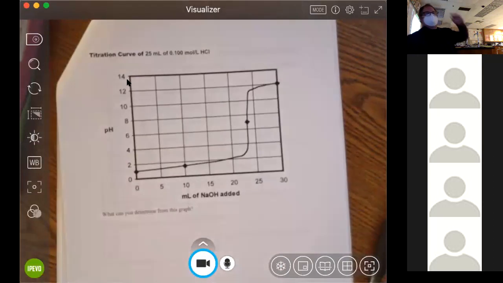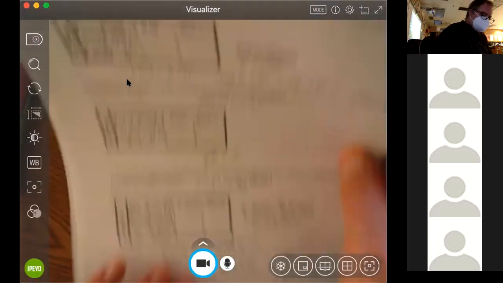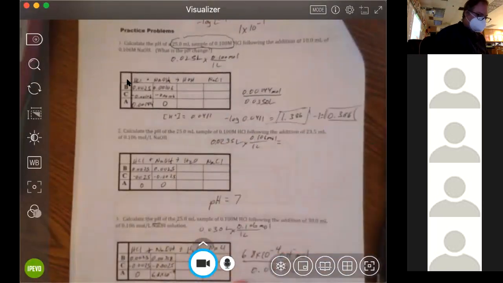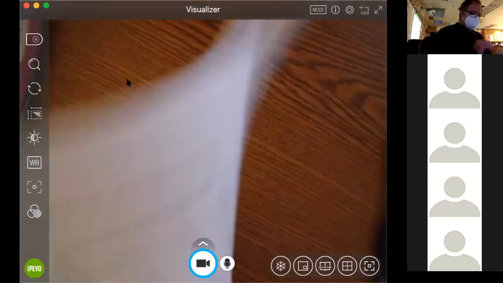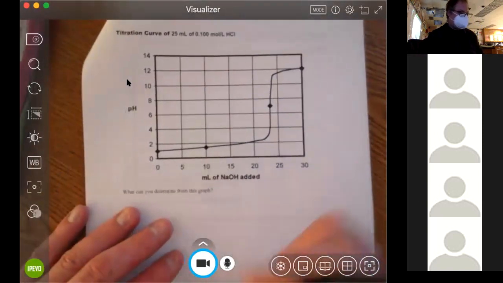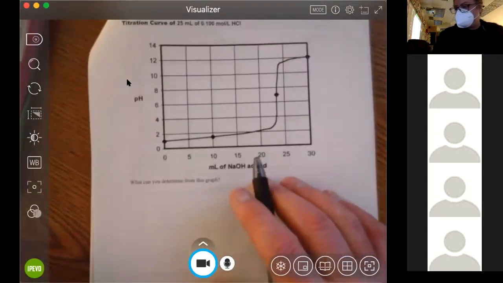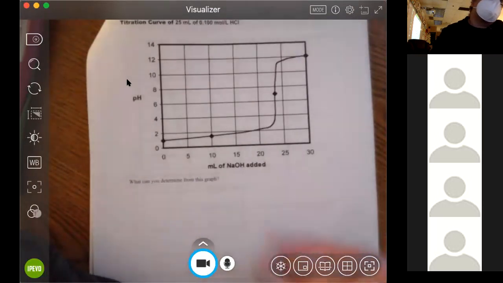So let's take a look at this titration curve. This is a strong acid and strong base, just like we did. So if we take a look, we can make some correlations with these 3 trials here. At the beginning, we're starting off with a pH of about what? 1.